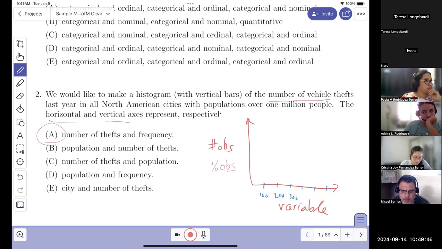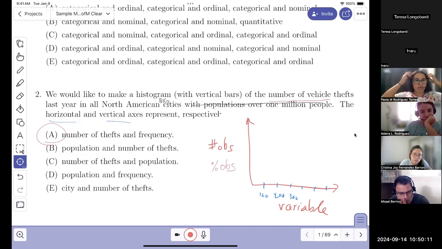So to avoid confusing yourselves, just say big cities. Okay, so out of the big cities, how many of them had car thefts between 0 and 100, 100 and 200, 200 and 300? So yeah, this was a confusing question. Anyway, there's often a question like these in the reviews.